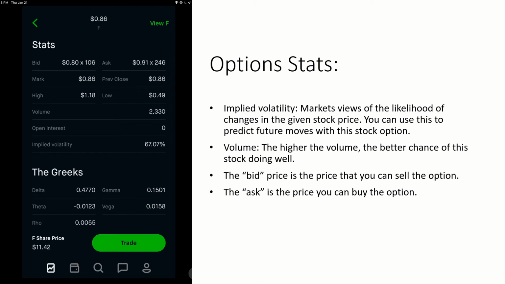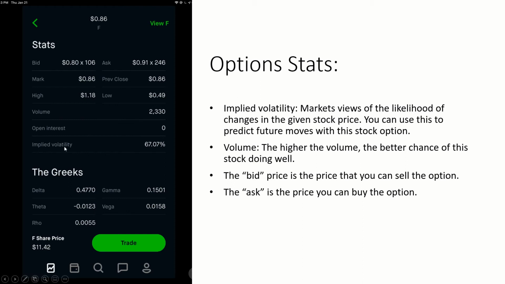Volume. The higher the volume is on that, like right here, this is going to be under your stats. Okay, look at that volume. This stuff is important. People do not pay attention to this stuff. The higher the volume, the better chance of the stock doing well. Please pay attention to this stuff.